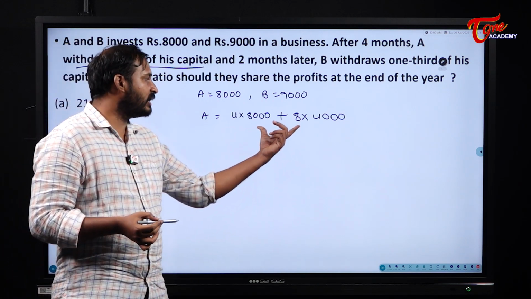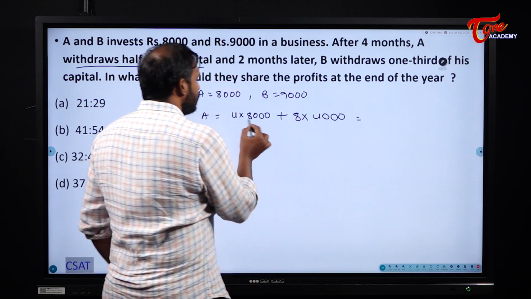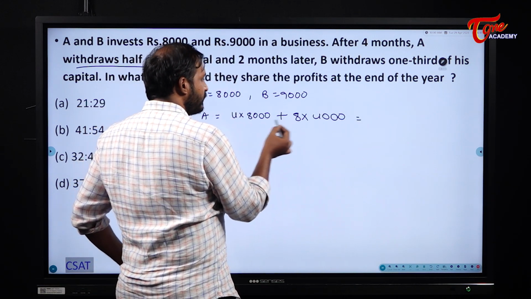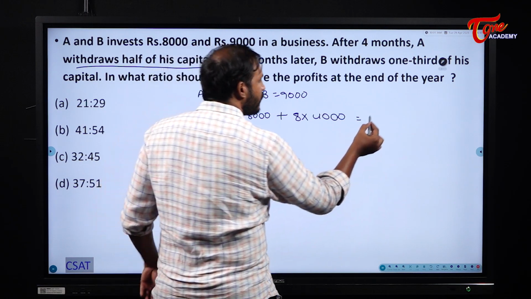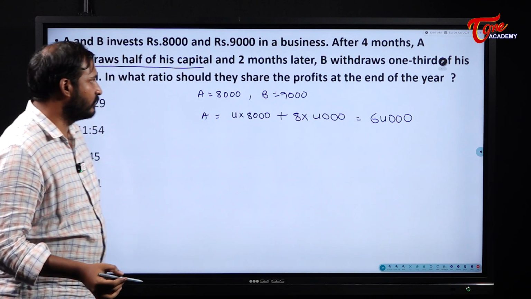So this is A's overall investment. What does it become? 8 into 4 into 8, 32,000. 8 into 4,000, 32,000. Overall his investment will become 64,000.